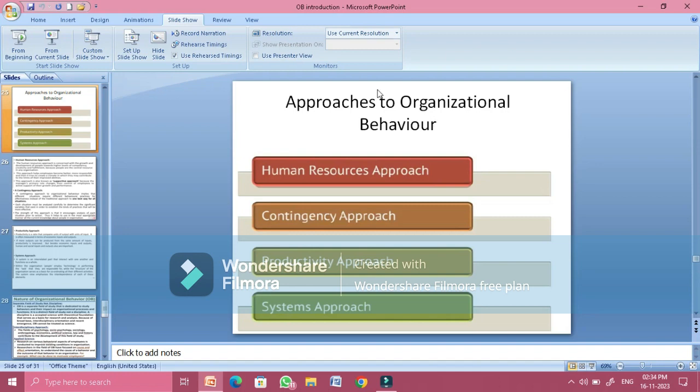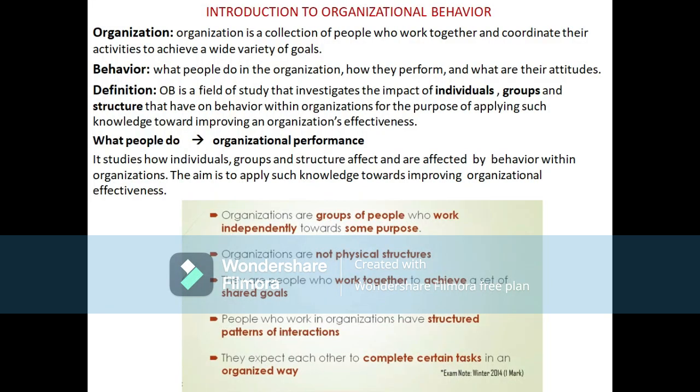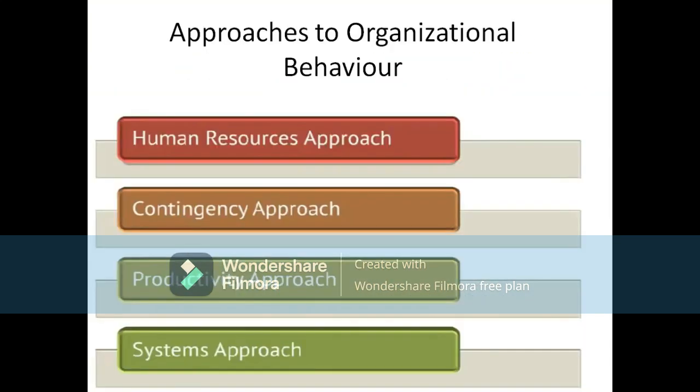Today we are going to study about approaches to organizational behavior. Okay, so what were the approaches of organizational behavior? First one is human resource approach, contingency approach, productivity approach, and systems approach. So these are the four basic types of approaches towards organizational behavior.